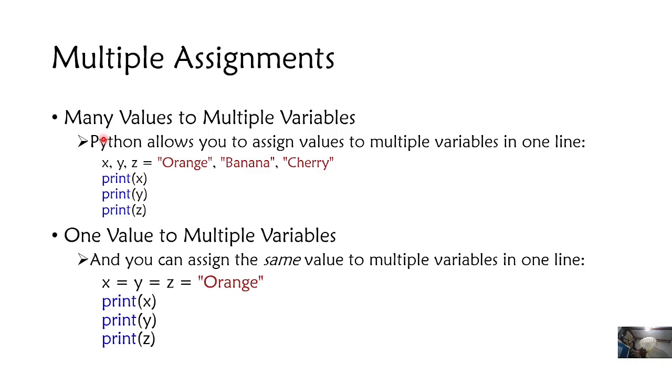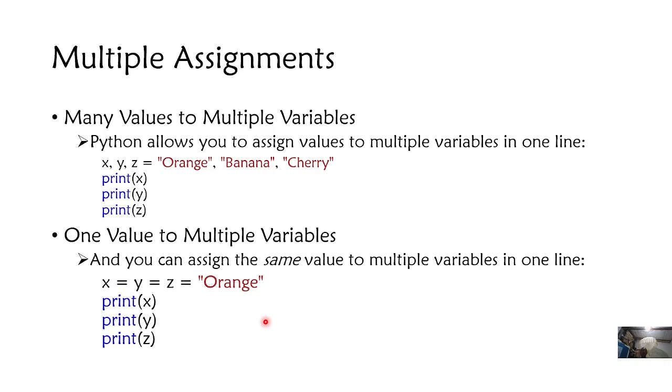You can also do multiple assignments as it appears here: x, y, z, orange, banana, and cherry. What it means is that the order that we have given here will also be the order as it appears here. So x stores the value of orange, y stores the value of banana, z stores the value of cherry. When I print x, it is going to give me orange. When I print y, it is going to give me banana. When I print z, it is going to give me cherry.